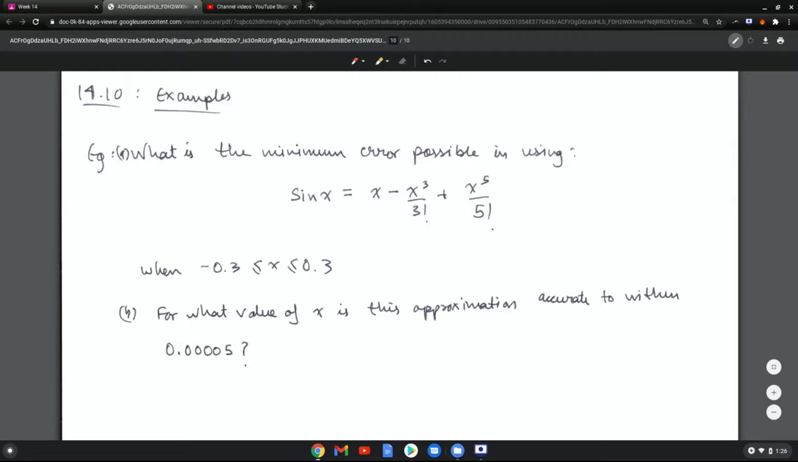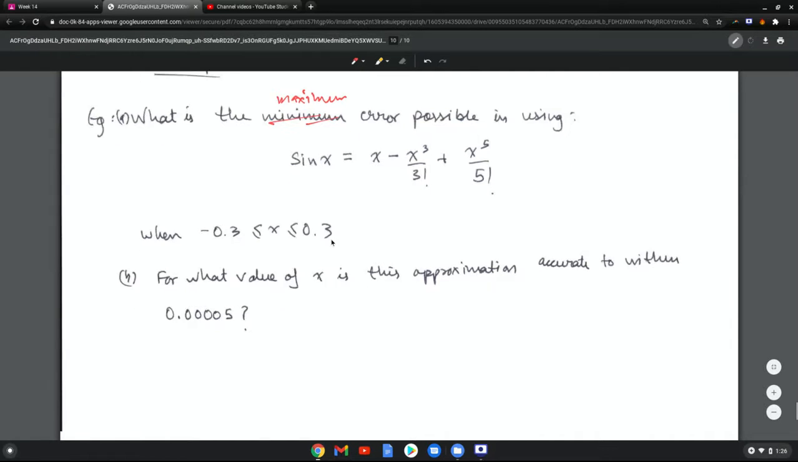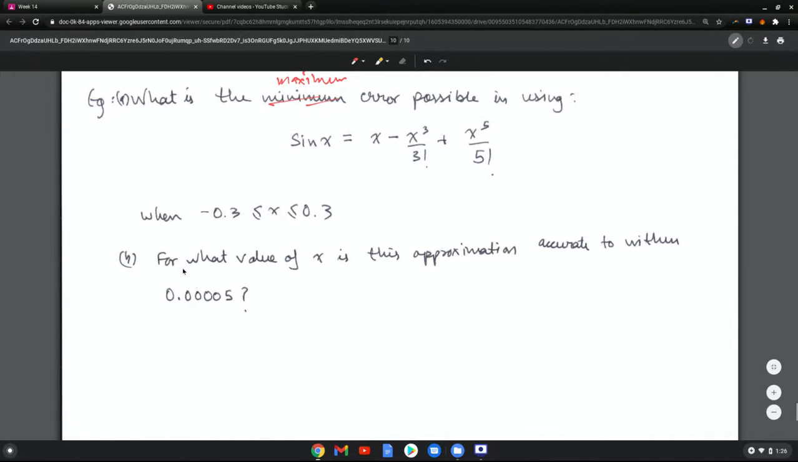Another example is, what is the maximum, not the minimum, sorry, the maximum error that's possible in using this approximation. So I take just the first 3 terms, and I know x is between -0.3 and +0.3. For what value of x is this approximation accurate to within a certain amount?